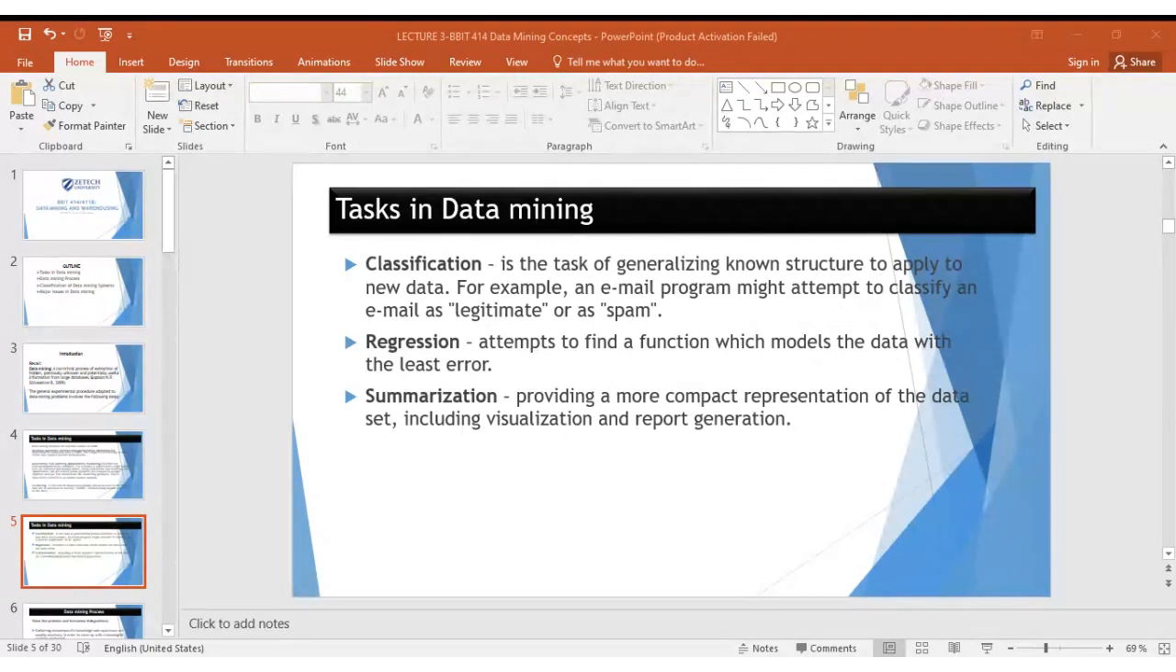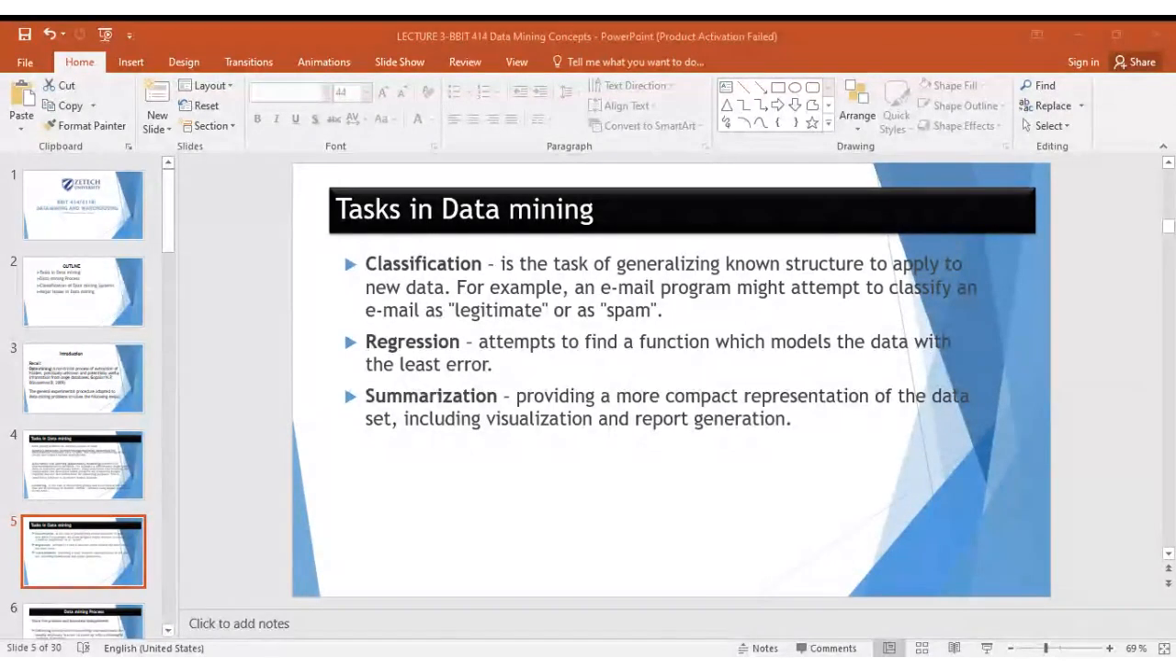So other ones would be regression, so attempts to find a function which models the data with the least error, okay? And then, which is that function or which is that algorithm that we can be able to use to model the data that we are having with very minimal, or let me say what we call in data mining, the highest confidence level. Yeah, the highest confidence level.